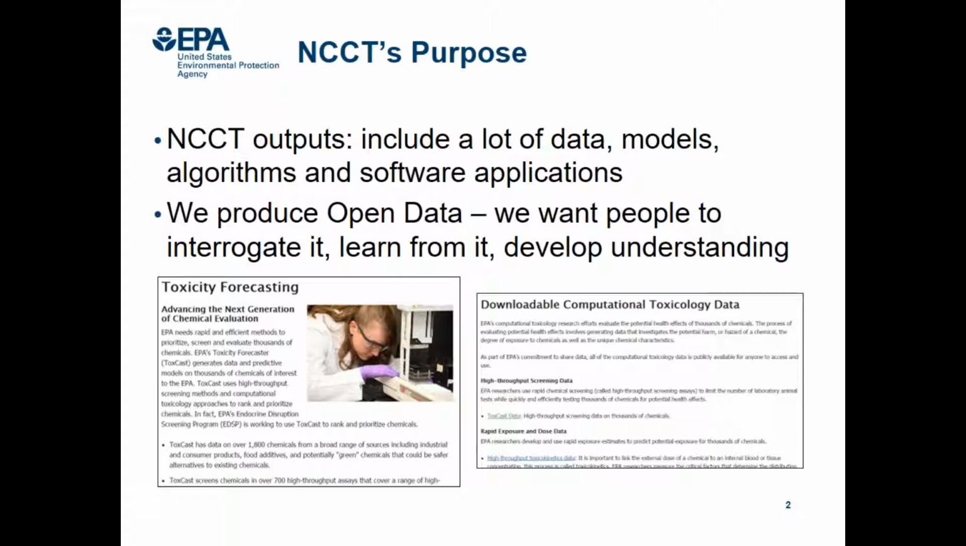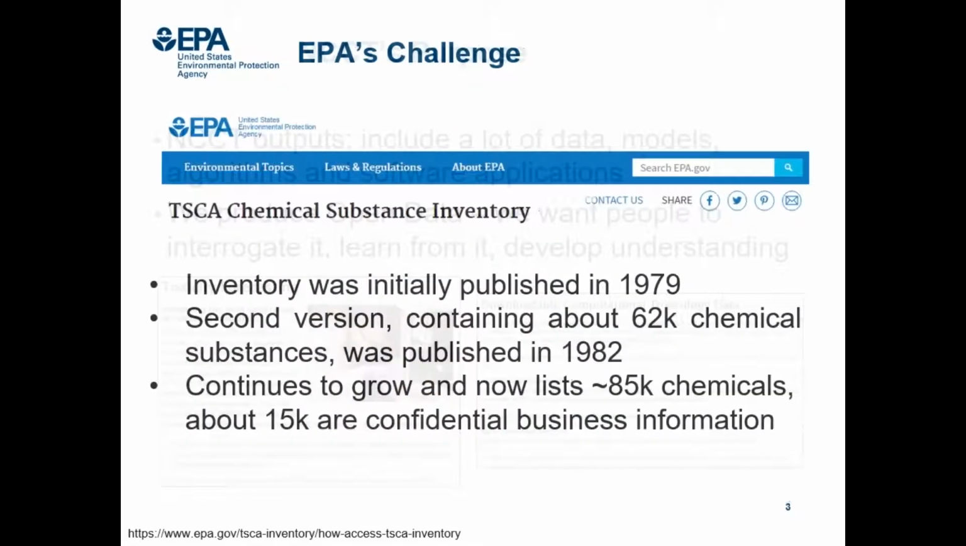So NCCT's purpose in the EPA is to provide data for chemicals. It's to gather up a whole bunch of information and make that available for people. And so we have a lot of ways to do that. We have a lot of efforts around producing data from models, from algorithms, using software. We have in vitro screening assays that we are running in ToxCast, which generate a lot of data. And then we want to make that data available to people and for other people to use it.